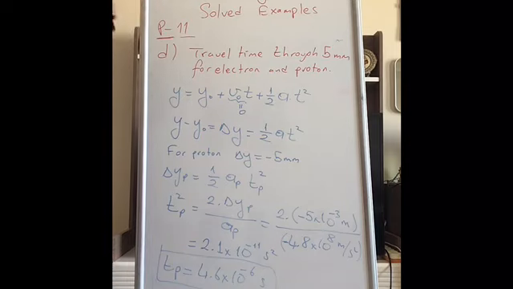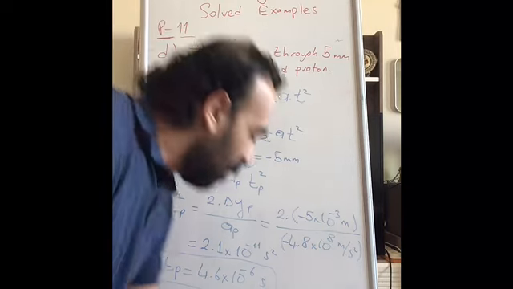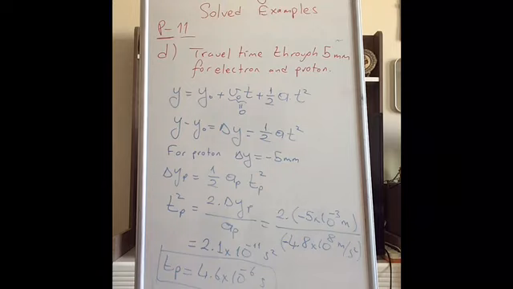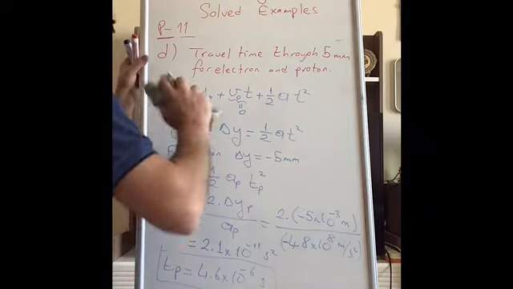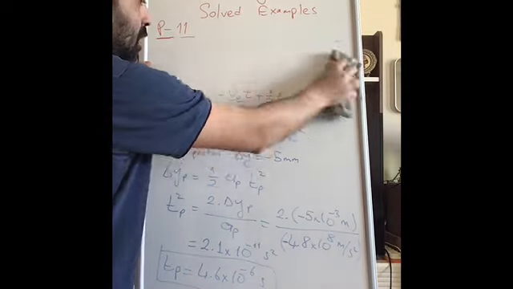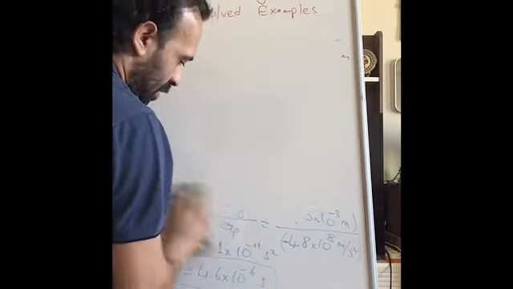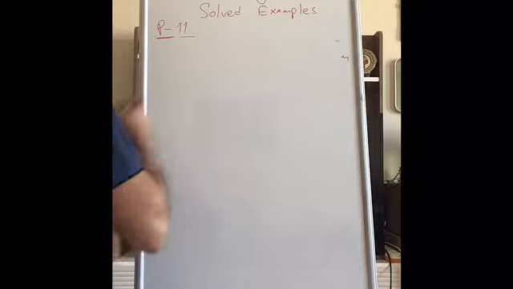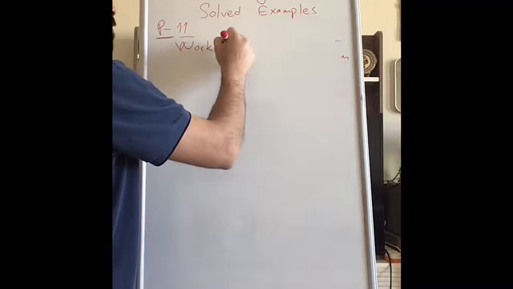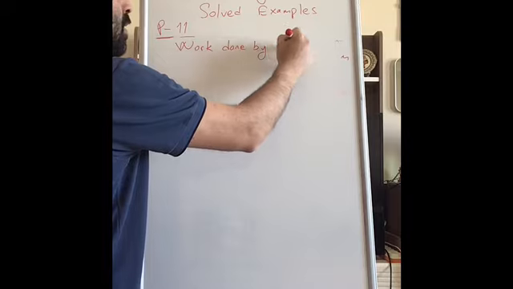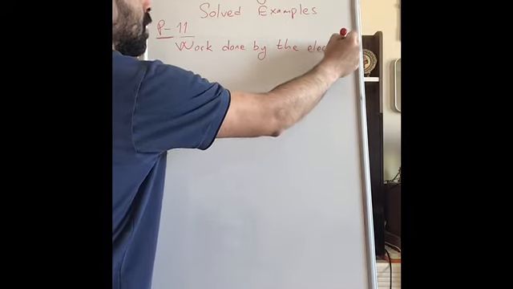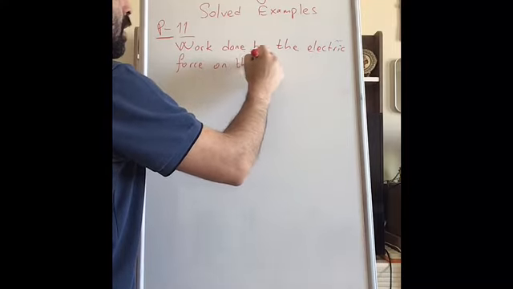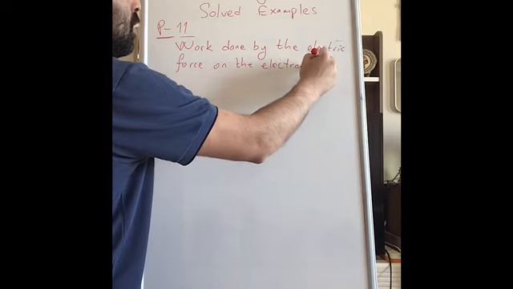Now we are ready to move to part E. Part E is asking for the work done by the electric force for the electron and proton. Alright, so let me just clean this up. Work done by the electric force on the electron and the proton.